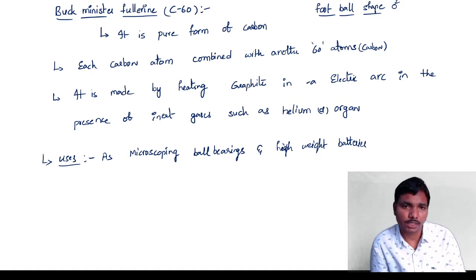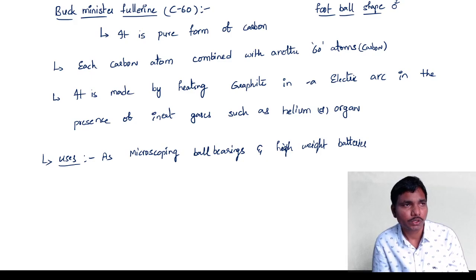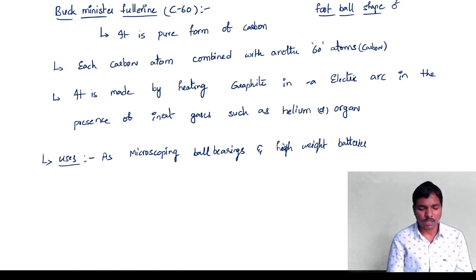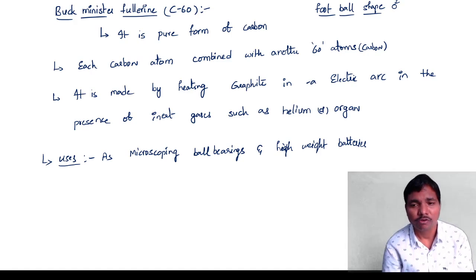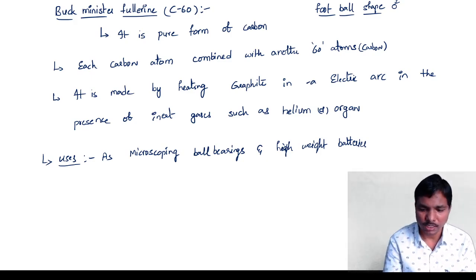Okay, after this, in carbon we have another very important thing, coal. So we need to discuss coal and different types of coals. After that, we will discuss the oxides of carbon, carbon monoxide and carbon dioxide, and their important uses. We will discuss those in the next session.